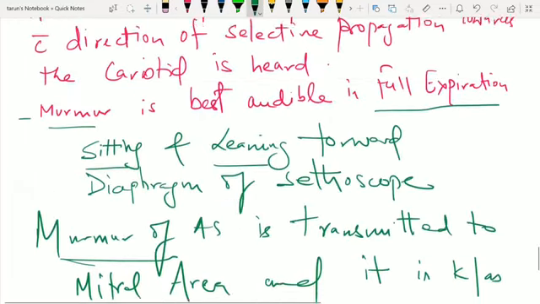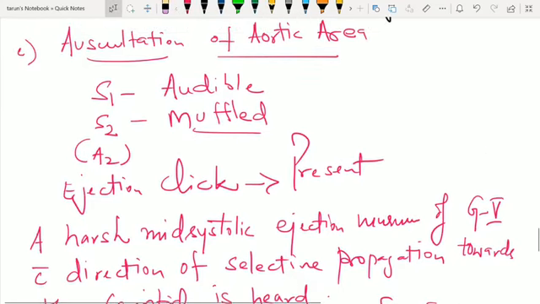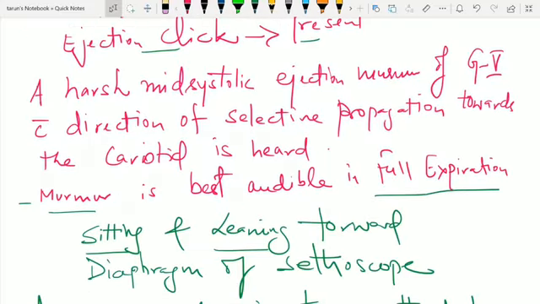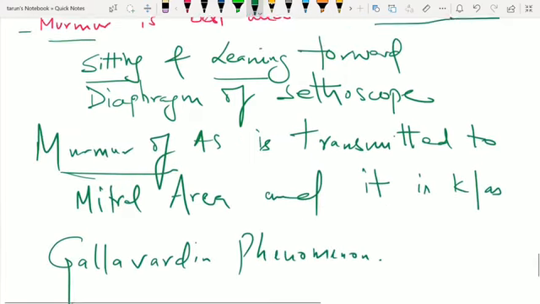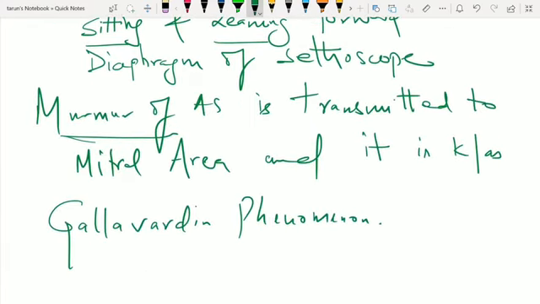So this is about the auscultation of aortic area. S1 is audible, S2 especially A2 is muffled, ejection click is present, a harsh mid-systolic ejection murmur of grade 5 intensity with direction of selective propagation towards the carotid is heard. Murmur is best audible in full expiration and with sitting and leaning forward and with the diaphragm of the stethoscope. Murmur of aortic stenosis is sometimes transmitted to mitral area, and it is known as the Gallavardin phenomenon.